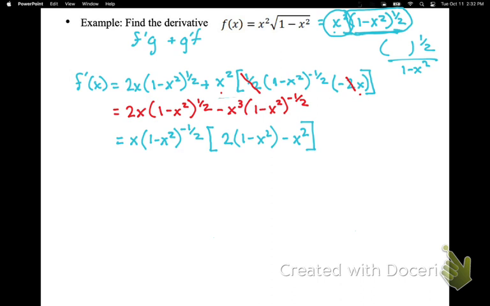Okay, now what can I do? Well, doesn't this become 2 minus x squared? Oop, 2 minus 2x squared? I suppose it would. Then you can combine your like terms. Okay, so the x stays in the numerator, yes? So x. And the 1 minus x squared to the 1/2 goes in the denominator.